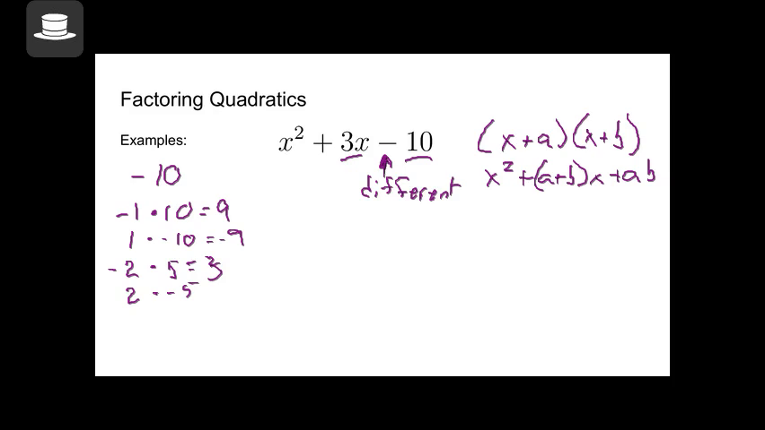So all I have to do is replace a and b with those values. So I have x minus 2 and x plus 5. So that is how we factor quadratics. This is a process that we're going to use several times later in the chapter, so be sure to have a good grasp on this.